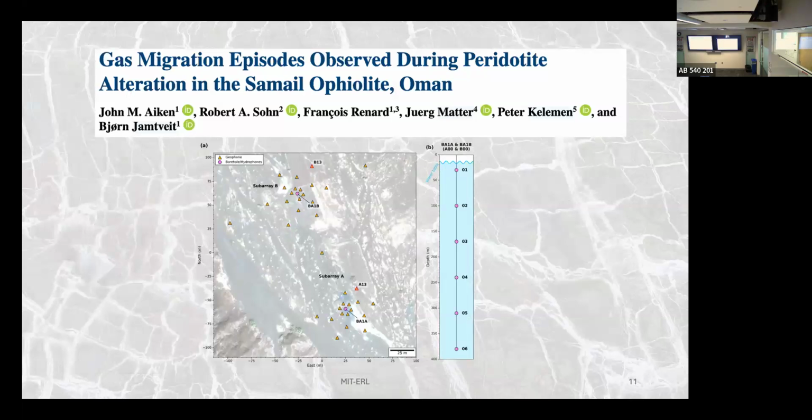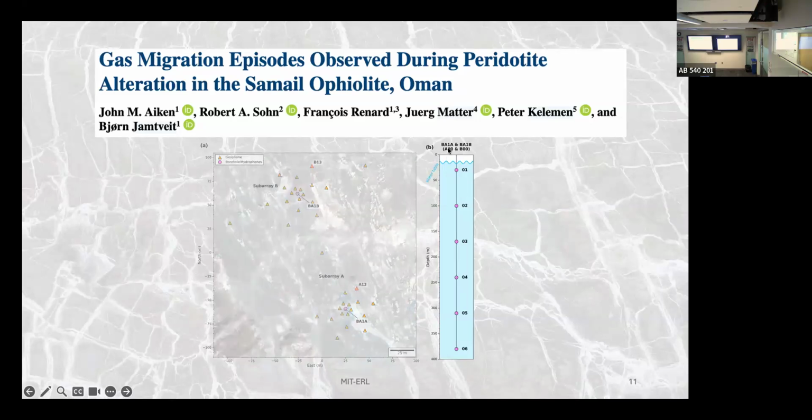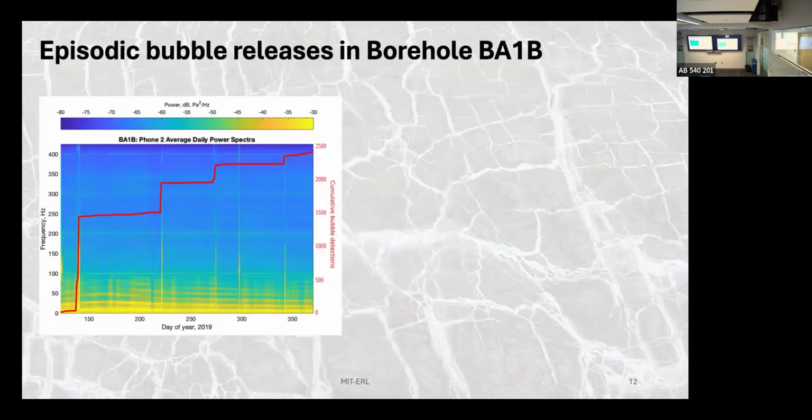Okay, so with all that background, the piece of evidence I'm going to talk about first is gas bubbles released in one of the boreholes, and these results are from the published paper by my colleague John Nyken and others. For this part, I'm going to focus only on the hydrophone data because they are the only ones that recorded signals generated by these bubbles in the boreholes.